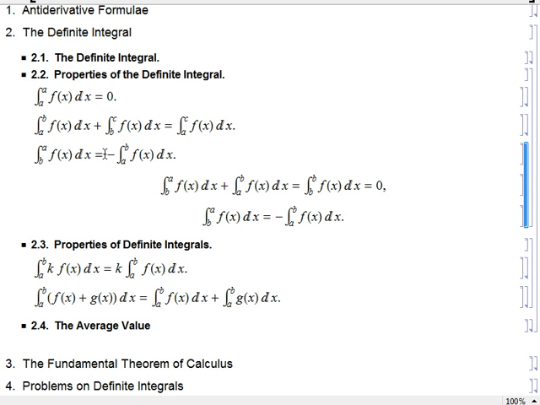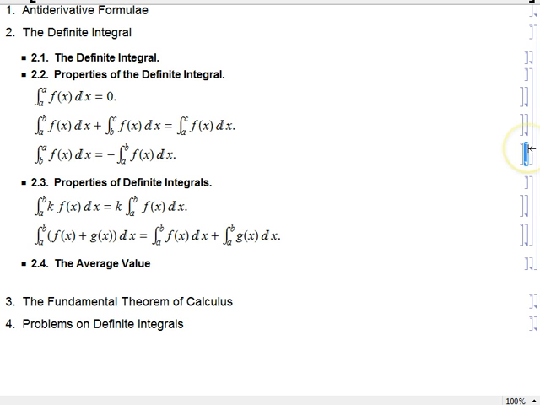Why is that? We can deduce it from the first two rules: from b to a and then a to b, and apply the second rule, then we're going to get integral from b to b. But that's 0. So what do you have? First integral plus second integral equal to 0. So second integral is equal to minus the first integral, or vice versa. So remember these 3 rules, especially the second one. That's going to be very useful in calculating the definite integral.